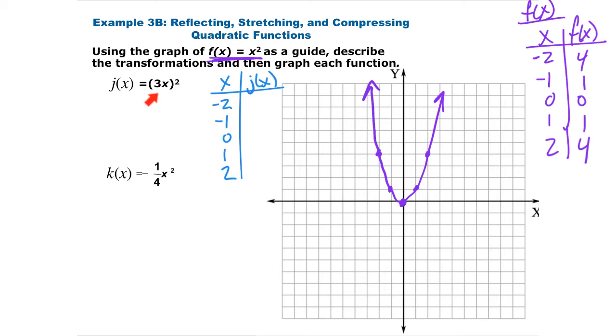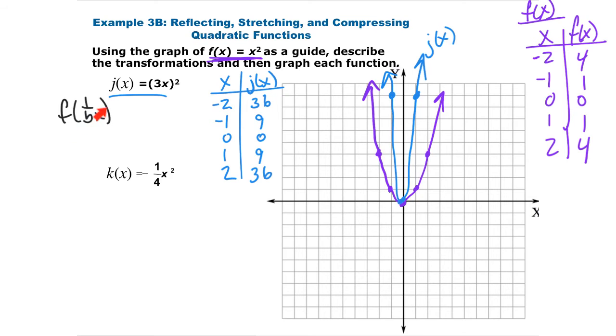Looking at function j of x here, I can see that my x values are being multiplied by 3, so I know this is going to be a horizontal change because it's affecting the x values. Go ahead and plug in x values to the function, and we'll start again. When I graph this, I can clearly see that it was in fact a horizontal compression. Now, we're trying to figure out what is the factor that it was compressed by.